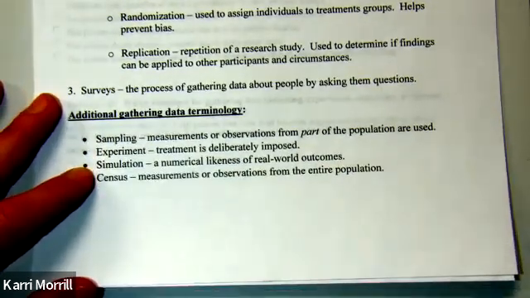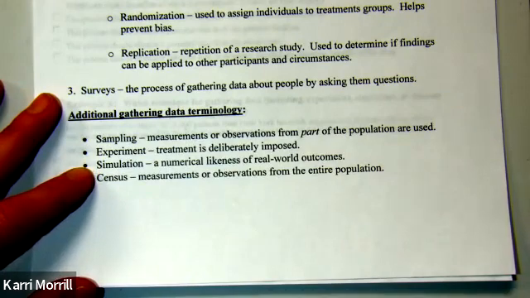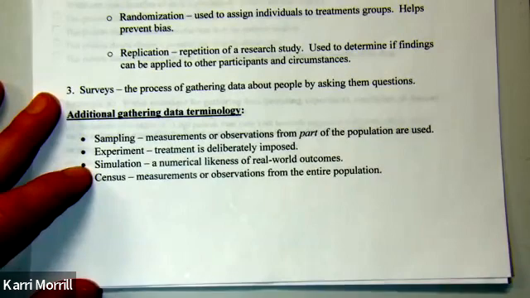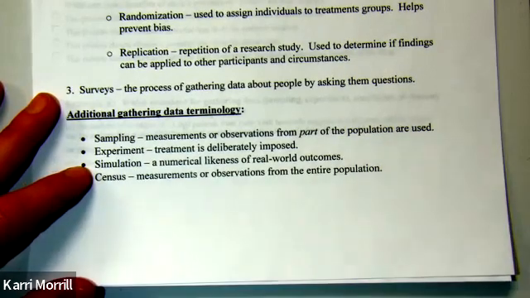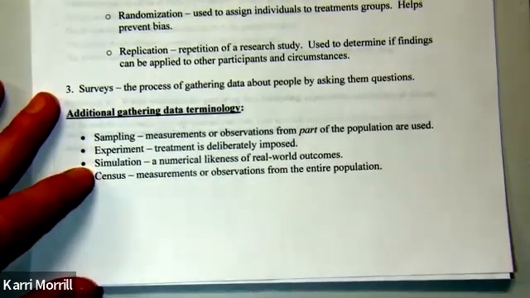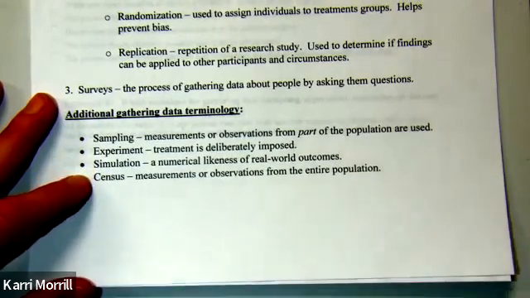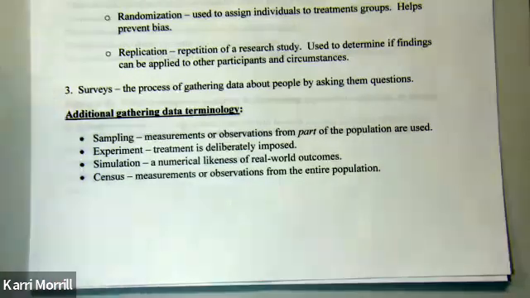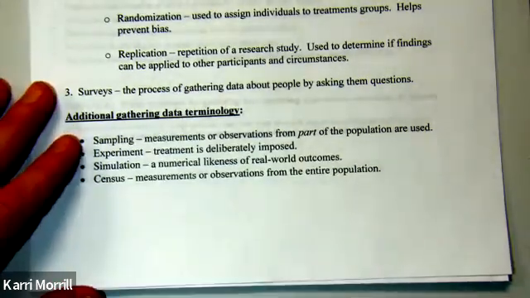Simulation, a numerical likeness of real world outcomes, kind of like you go in an airplane simulator or something. They try to find a real world outcome in whatever they're doing. Census is a measurement or observations from the entire population. So these words are just important because we're going to be turning the page.